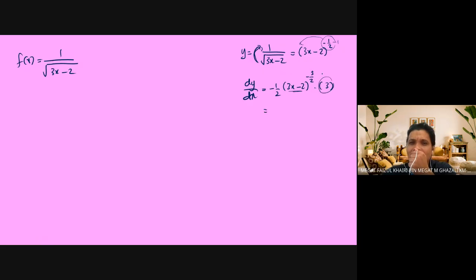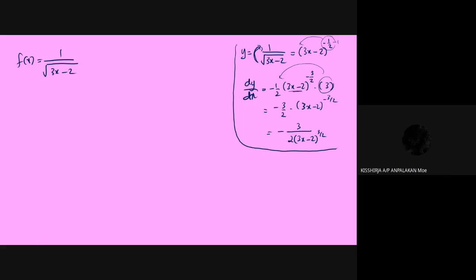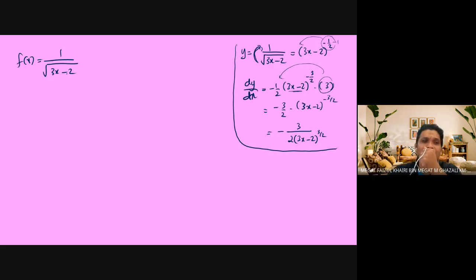So this 3 multiplied with this gives you negative 3 over 2 times (3x minus 2) to the power of negative 3 over 2. Or we may also write this as negative 3 divided by 2 times (3x minus 2) to the power of 3 over 2. The power of negative 3 over 2 is brought down as a denominator and the power becomes positive. Again, this is our reference. Good.